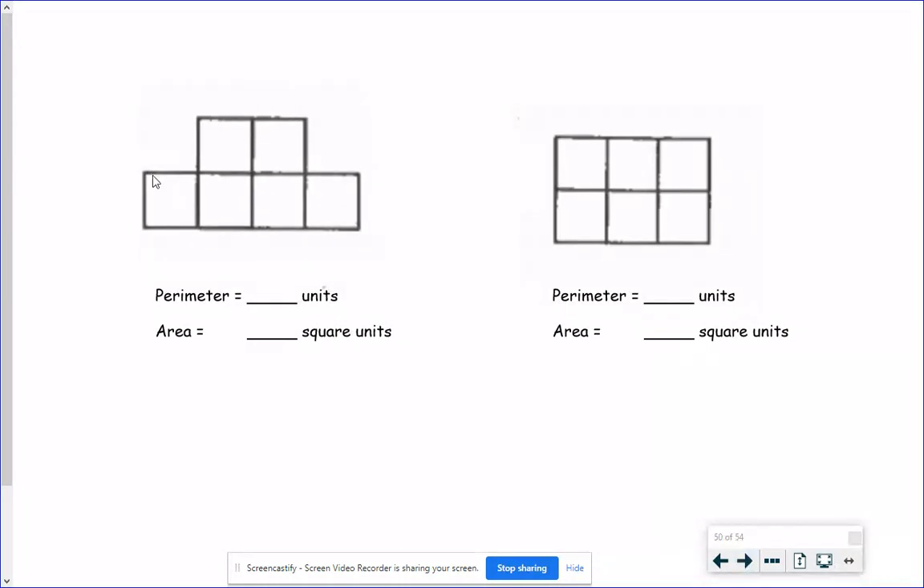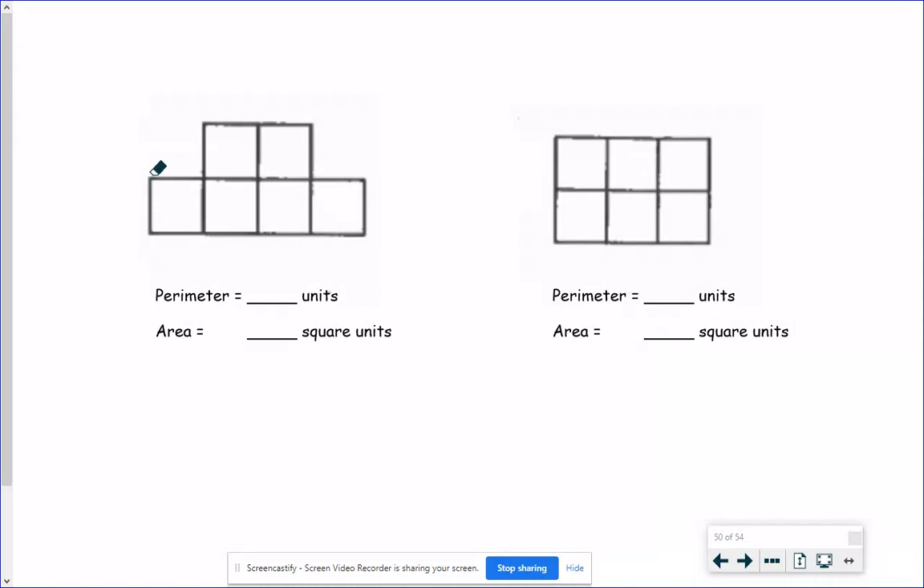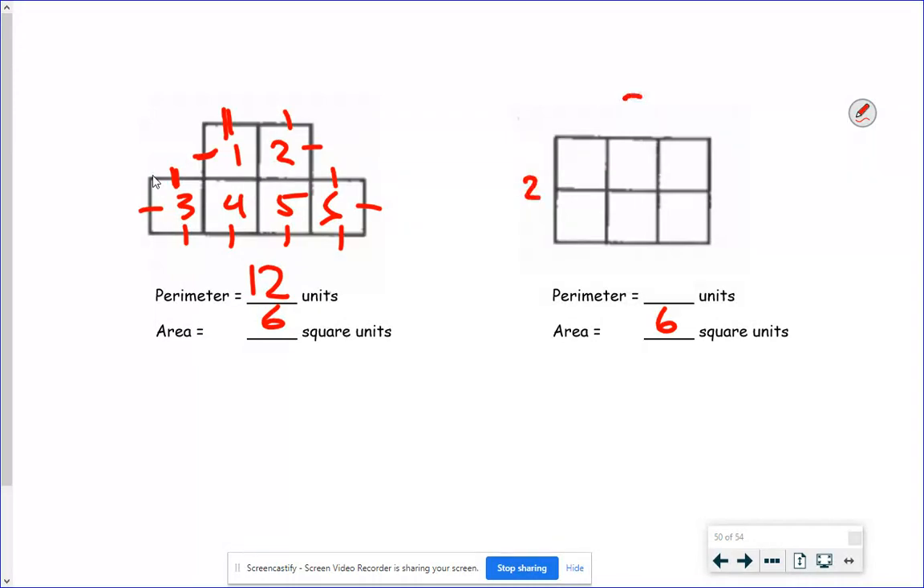The perimeter. Got to count around the shape. 1, 2, because it's irregular. 1, 2, 3, 4, 5, 6, 7, 8, 9, 10, 11, 12. And the area, you've got to count the squares. So 6 square units. This one, I can easily see that it's an area of 6 because 2 times 3. To find the perimeter, 2 plus 3 is 5, and double that, that would be 10. So the perimeter of shape A is greater than the perimeter of shape B.